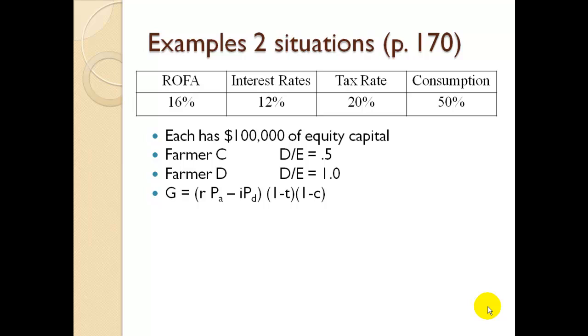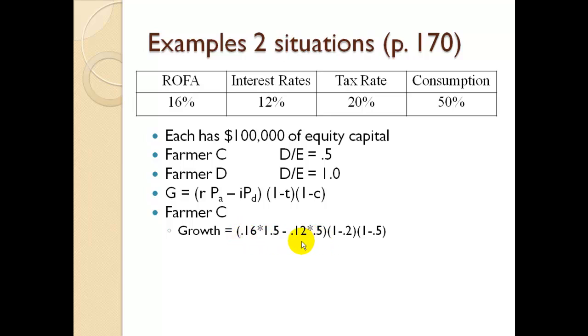Here's our growth formula again. R, the return on assets, times the assets over equity, minus the interest rate times the debt over equity, times 1 minus the tax rate, times 1 minus consumption. So for farmer C, the return on assets is going to be 16% times the assets over equity. Here, we know that their debt over equity is 0.5, and assets over equity is always going to be 1 more than that, so it's 1.5. And then minus the 12% interest rate times 0.5, their debt to equity.